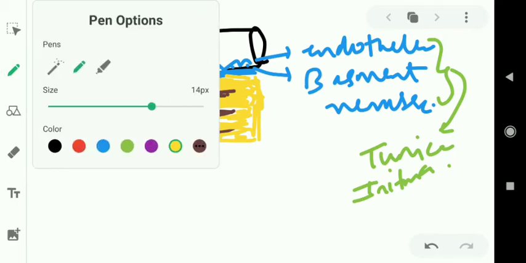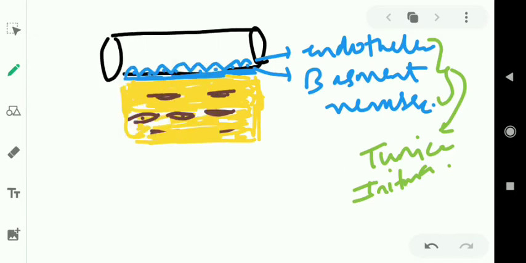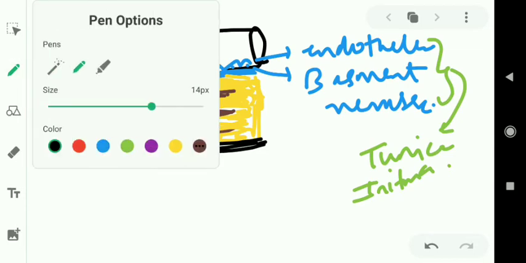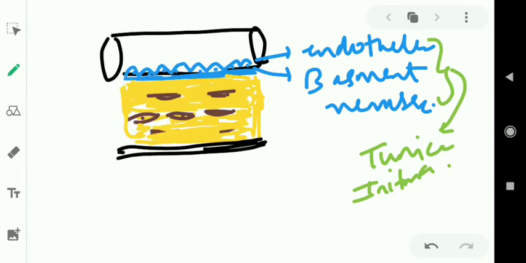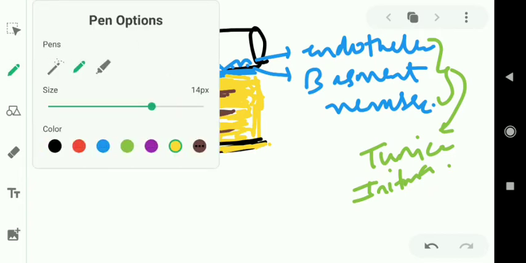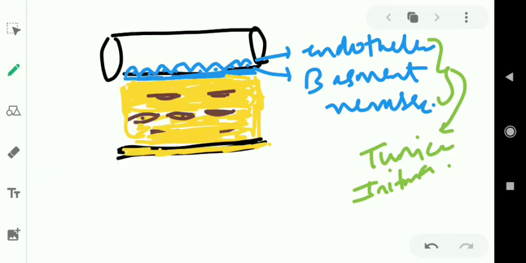Separating this, you will have an external elastic lamina. The external elastic lamina is nothing but elastic fibers in the form of a dense bundle. This whole thing is known as the tunica media.